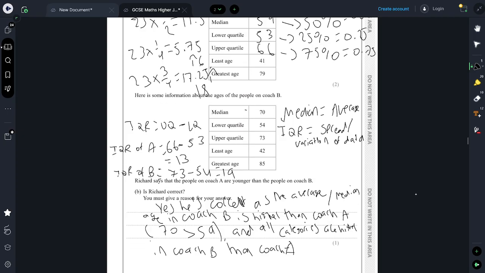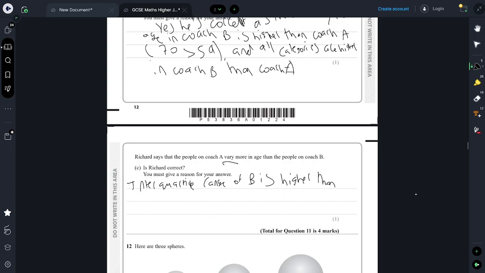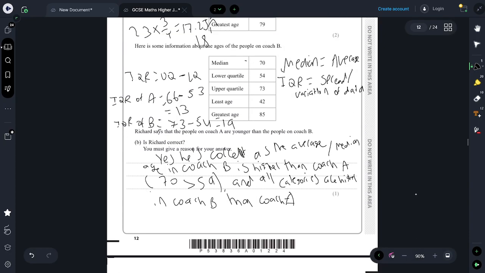Cool. So actually, the IQR of B, or the interquartile range, is higher than Coach A. Should probably be more specific there. As obviously 19 is bigger than 13, which is the IQR that we calculated.